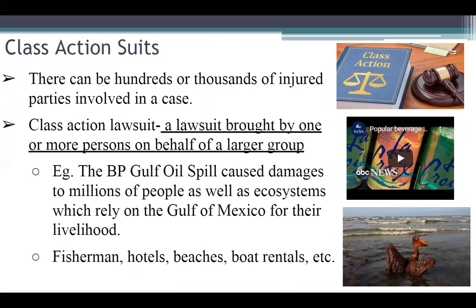It basically hurt the livelihoods for anybody living on the Gulf, including us here in Florida, right? Fishermen, hotels, beaches, boat rentals, shrimpers, all these people who relied on the Gulf became part of this giant class action lawsuit to sue BP Oil over this oil spill and over the environmental disaster that resulted from their oil spill, right? But class action lawsuits happen all the time. It doesn't have to be as large as the BP oil spill. Sometimes they can be smaller cases with only a few members.